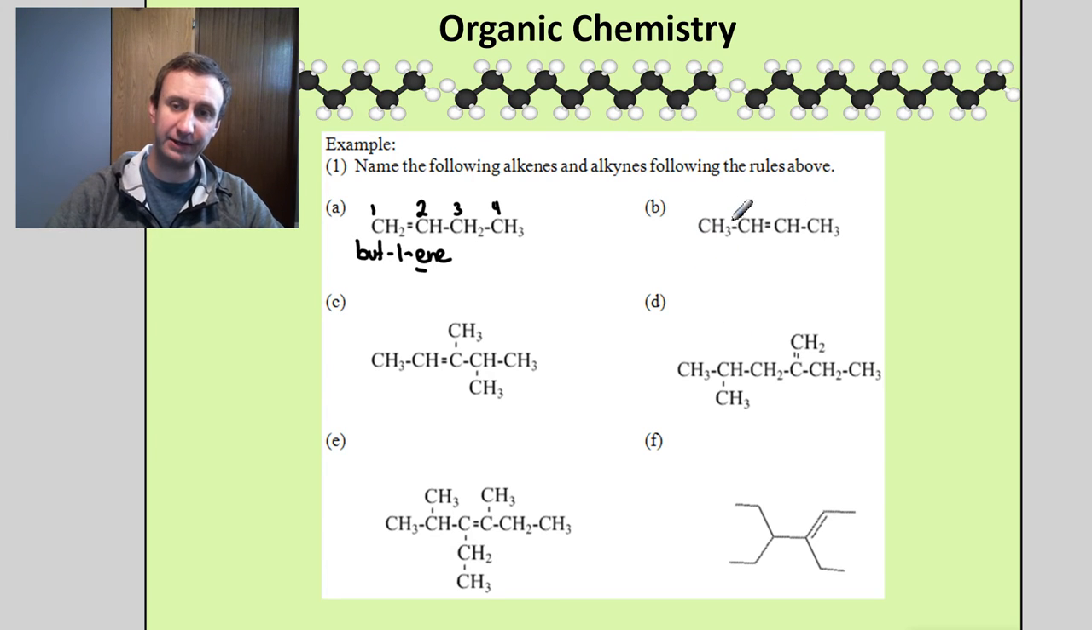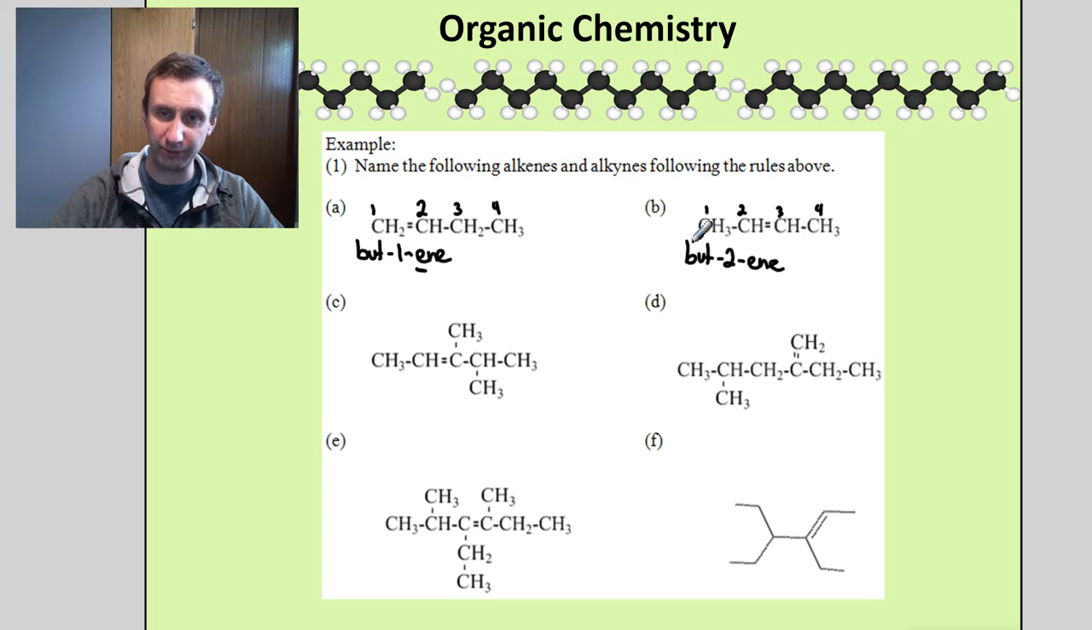And the answer for this is 1, 2, 3, 4. So I have a double bond on carbon number 2. So it's but-2-ene. Okay, now if I went right to left, it would still be 1, 2, 3, 4. So either way, it doesn't matter. If I'm going left to right or right to left, it gets me the same numbers. So either numbering is fine.